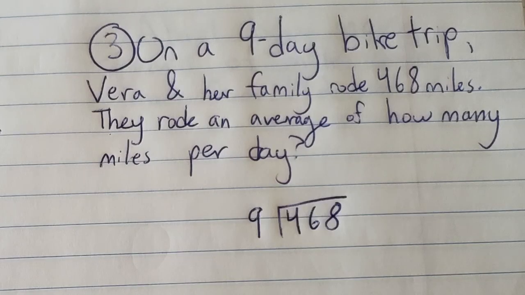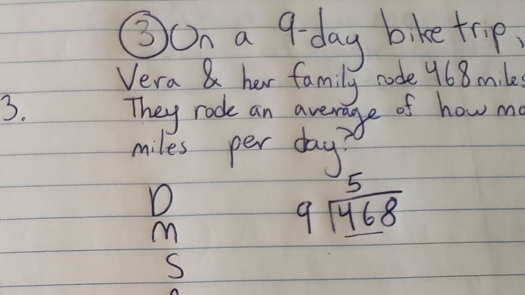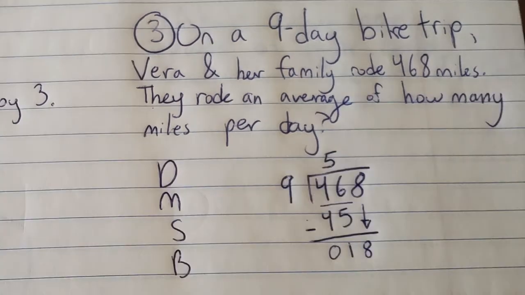So if we set up our problem, dead mice smell bad. We have 468 is our dividend. Our divisor is 9. How many times does 9 go into 4? 0. It doesn't go in at all. We can't do that. So instead of just the 4, we're going to focus on 46. So how many times does 9 go into 46? If you look at your multiplication chart, you will see that it goes in 5 times. Then we move on to multiplication. 5 times 9 is 45. 46 minus 45 is 1. Bring down the 8.